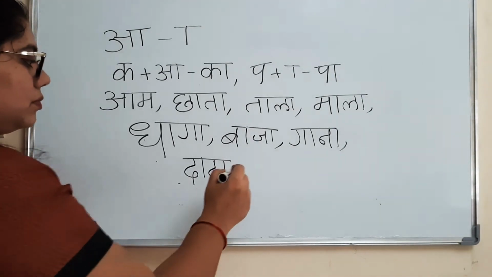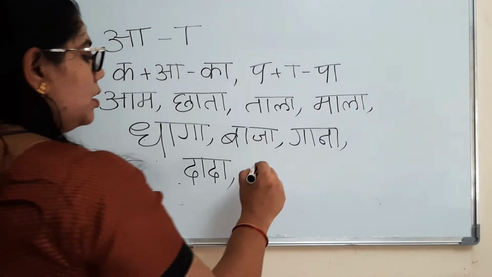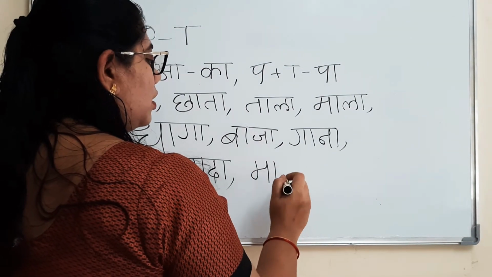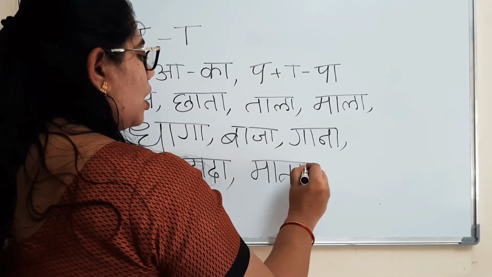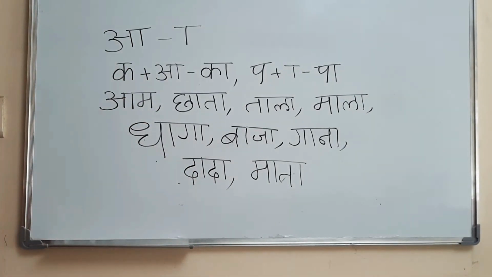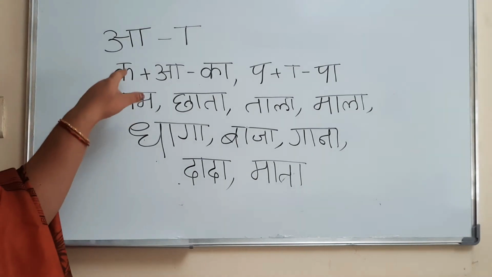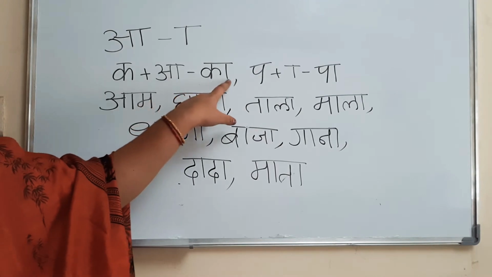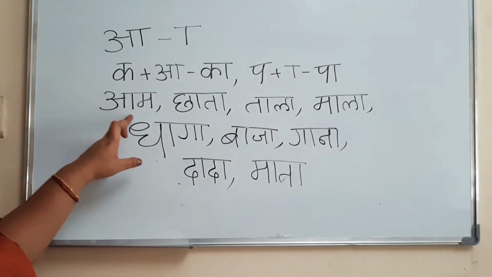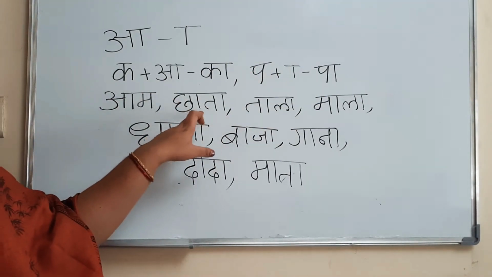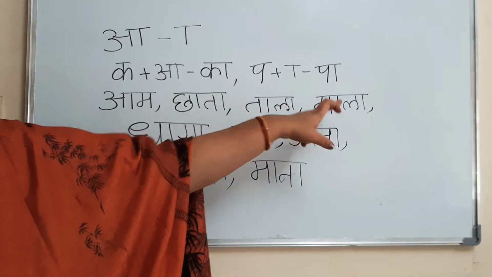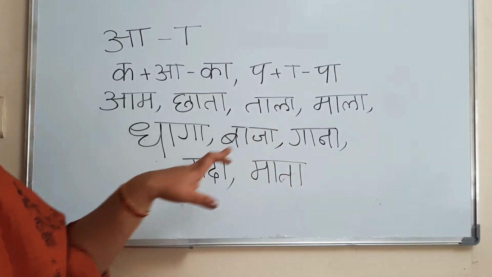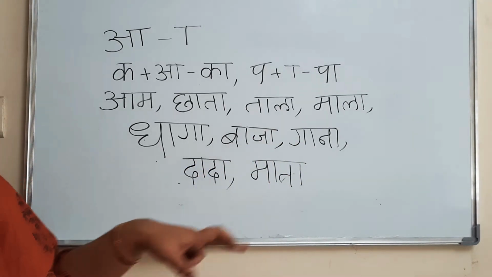Next. Ma, a, ma. Ta, a, ta; mada. So, it's very easy. Any letter plus a, you want to write like this. K plus a, ka. P plus a, pa. So, cha, ta. Tala, mala, dhaga, baja, gana, dada, mada.